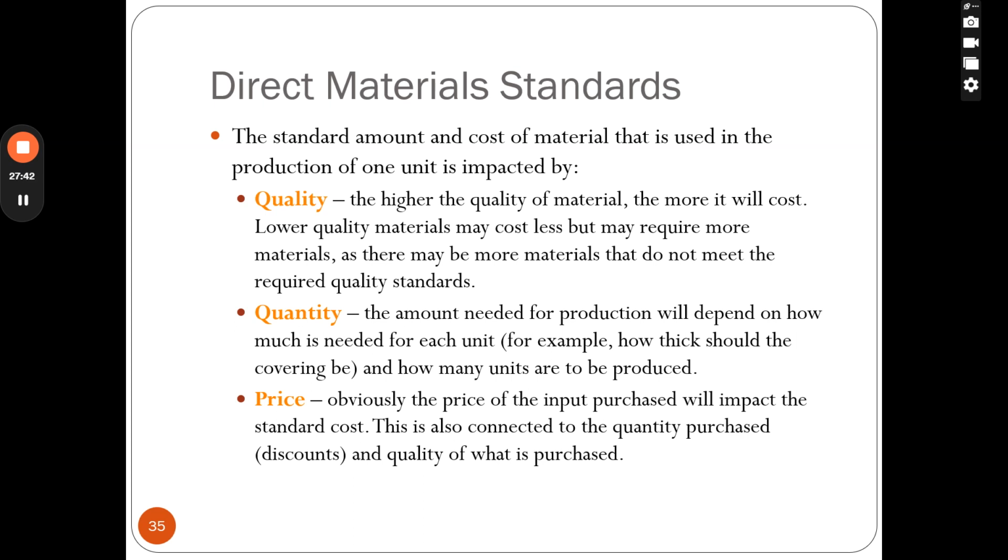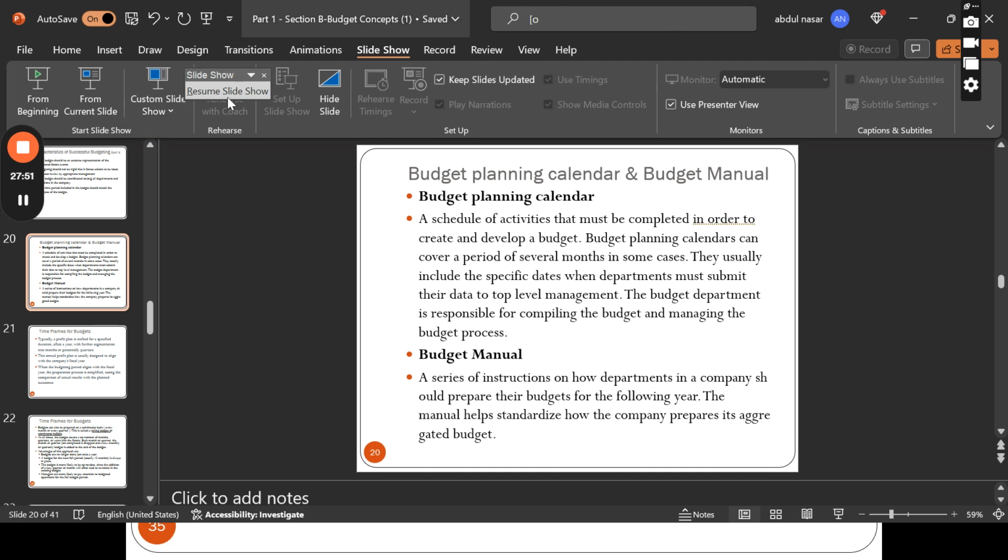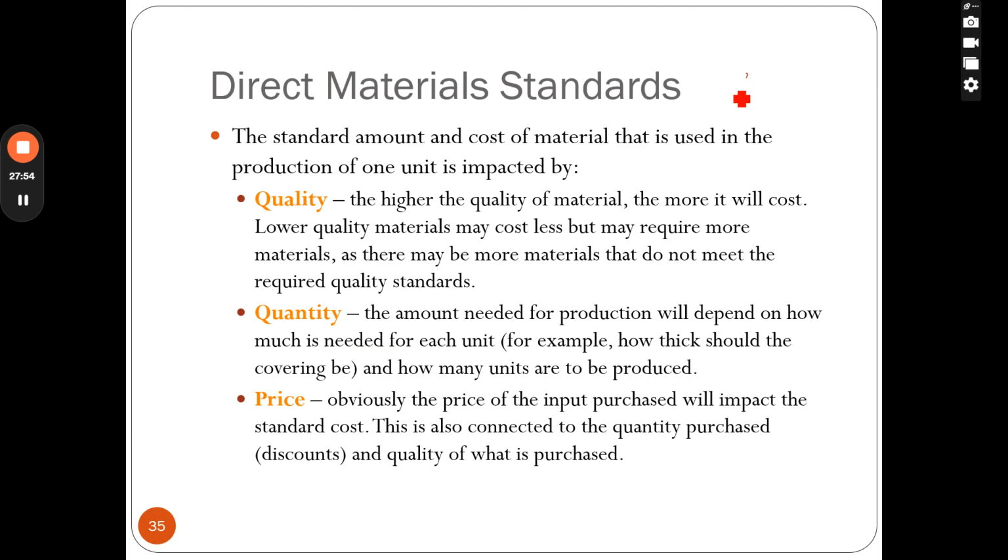So when you are preparing a standard for materials, I'm going to make this product, and for this product, how much material do I need? That is quantity. Quantity is equal to 2. And what quality? Quality has to be high quality. And what price? So when the quality is high, price is going to be high. So maybe say 2 into 10. So we can say the material standard for making this product is 2 quantity at $10 is going to be $20. This is what my standard is.